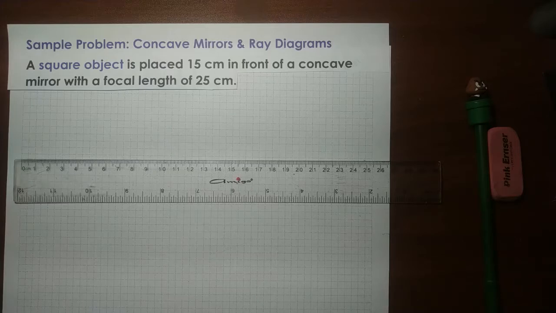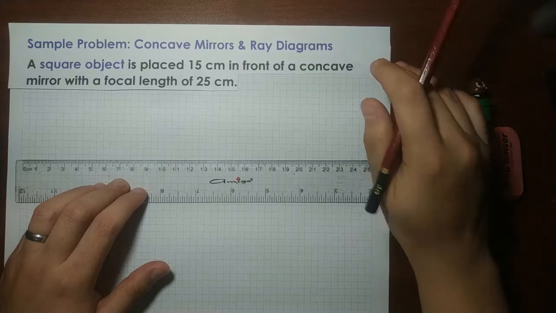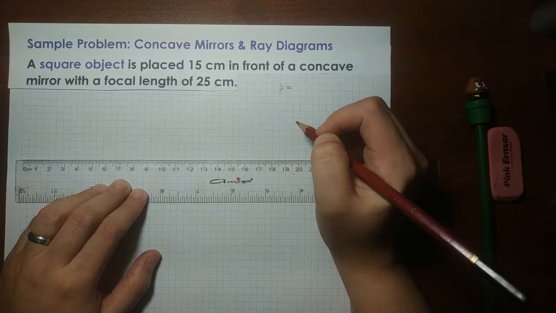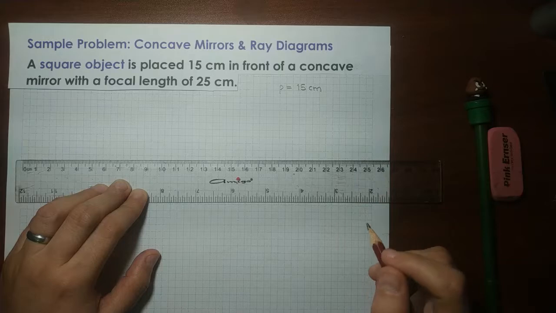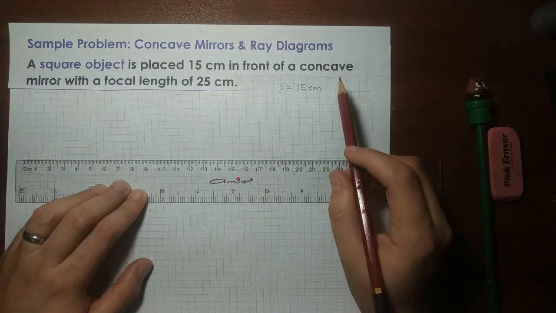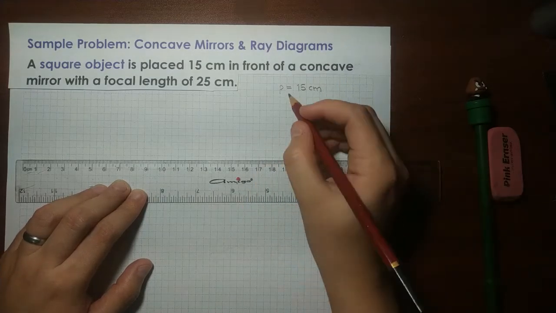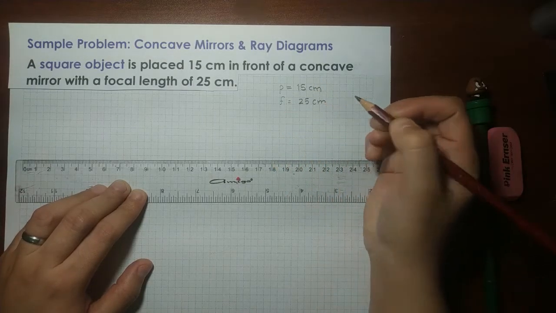So first of all, we need to write those givens. So we have an object that is placed 15 centimeters. This is my P equals 15 centimeters. Remember that for a ray diagram it's good for us to use those centimeters. Now it says that the mirror has a focal length of 25 centimeters.